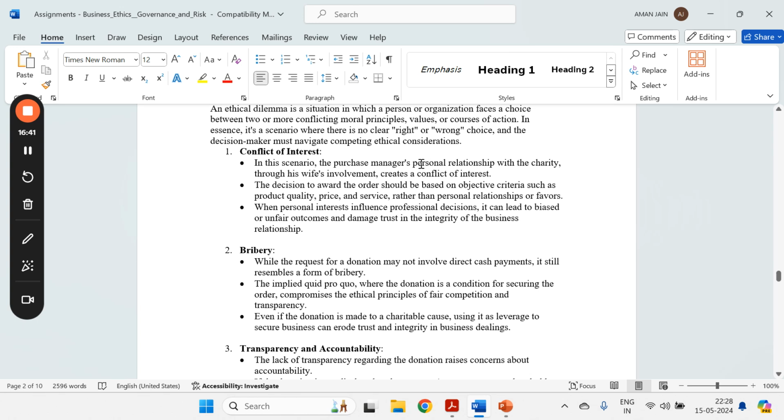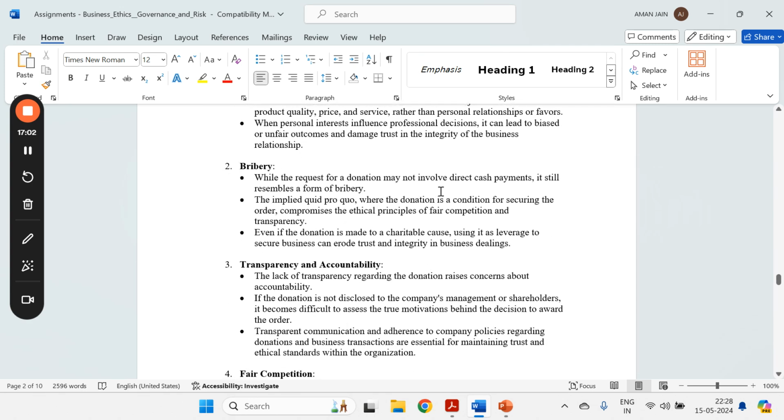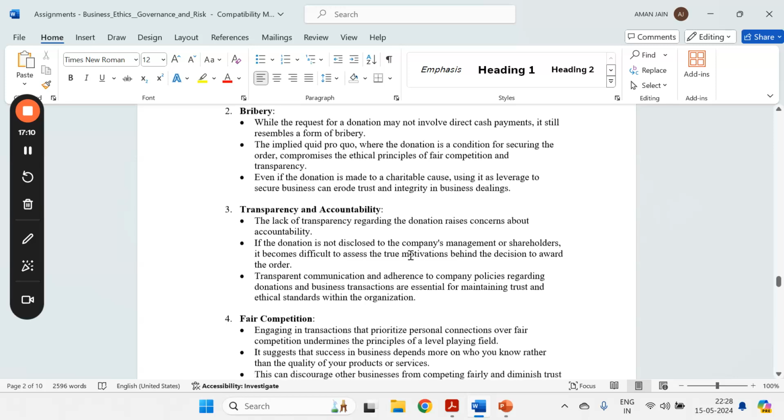the purchase member's personal relationship with the charity involvement, okay, it's a conflict of interest because his wife is directly involved, okay. Decision should be based on criteria, whatever the condition, quality, it doesn't matter. It's simply if you are giving 50,000, they are agreeing on that part, okay, personal conflicts involved. Then bribery: it's not directly cash, but it resembles, as I mentioned, it seems to be like a bribery. Even if it's a donation, it seems to be a type of business which you're doing.